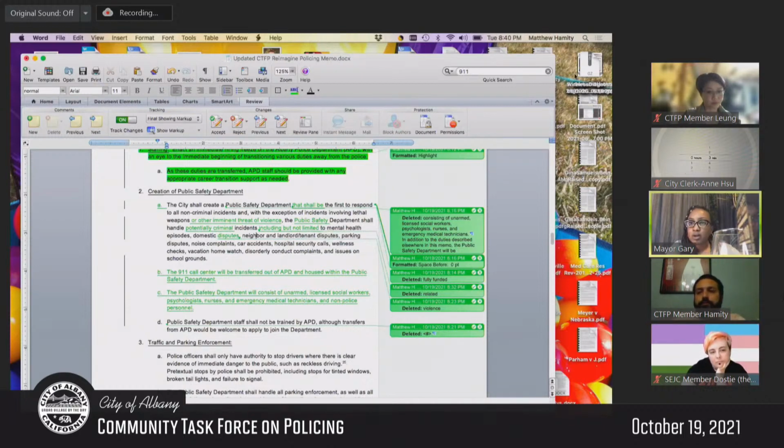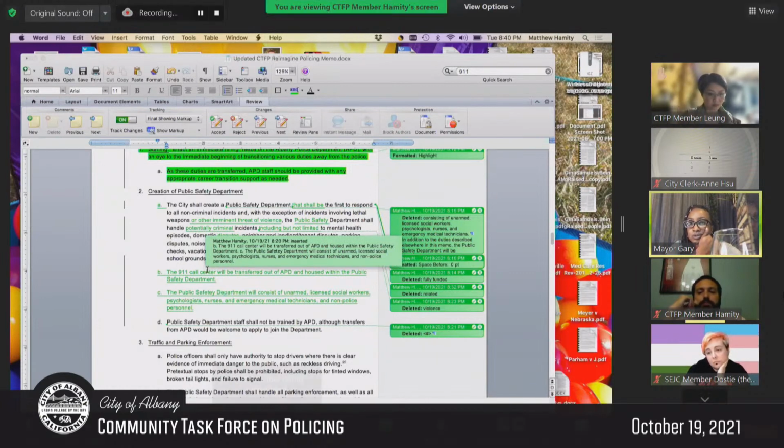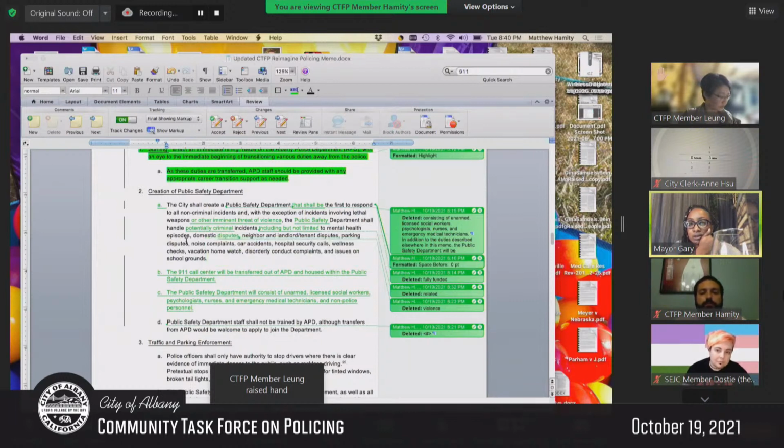All right, any other comments before we move on? The charge is now for the members to look at it and digest it a little bit more. Member Lung, I see you. Go ahead.